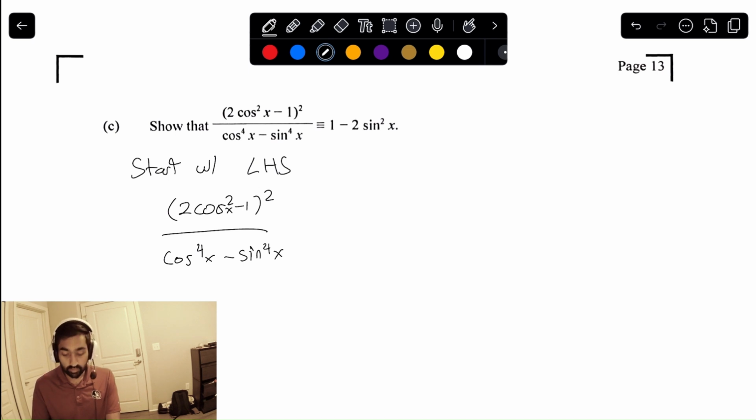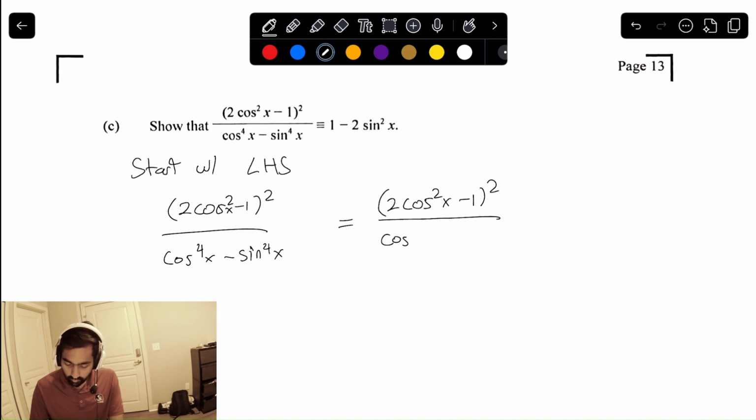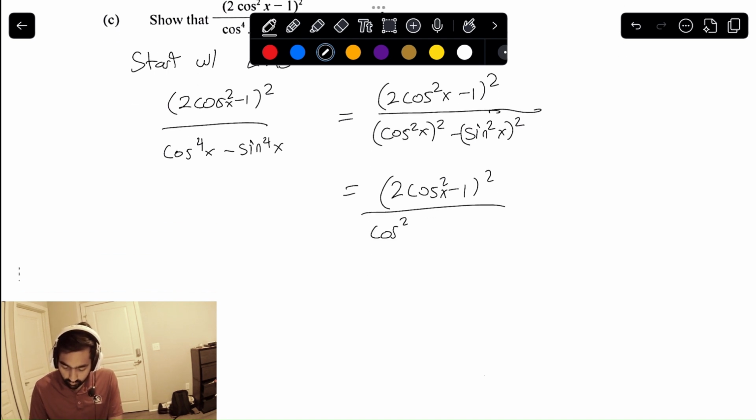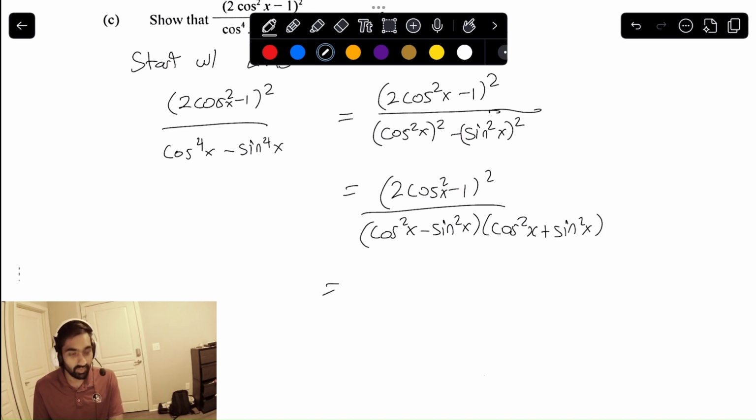The denominator is the difference of squares. What that means is I can write it like this: (2 cos squared x minus 1) squared all over (cos squared x) squared minus (sin squared x) squared. And a squared minus b squared is equal to a minus b times a plus b. So I'm not doing anything with the numerator. What I'm saying is that this is (cos squared x minus sin squared x) times (cos squared x plus sin squared x). But cos squared x plus sin squared x is 1.